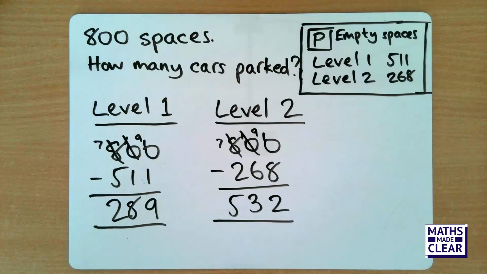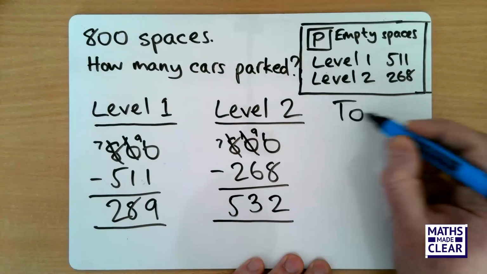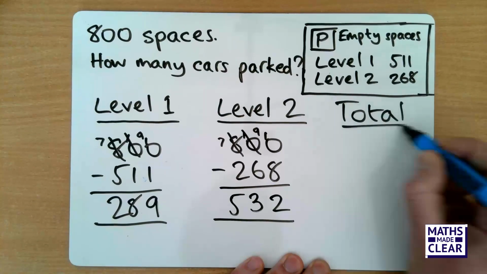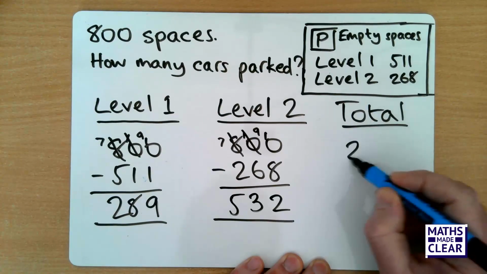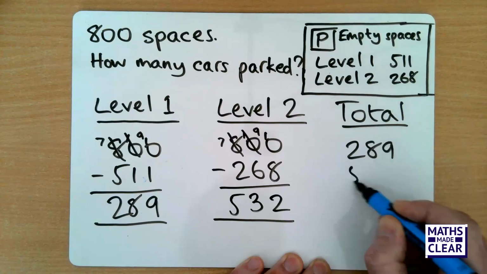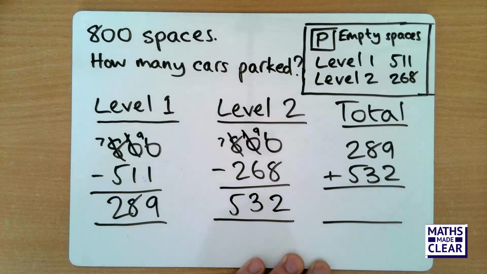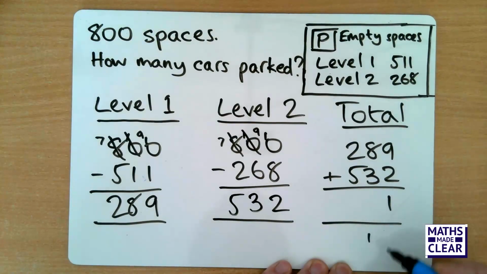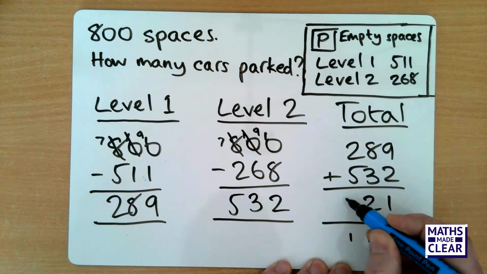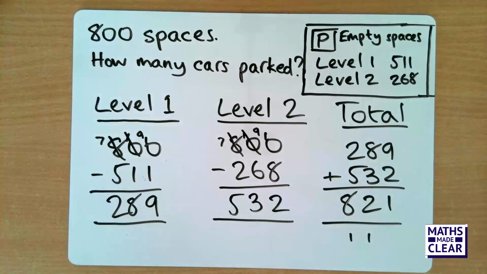Phew, that's the end, right? Oh no, wait. Have a think about the final step. We need to add those two numbers together to find out the total number of cars that are parked there this morning. That's the answer. So again, just to make certain, let's do a column addition. It's going to be 289 plus 532. If we go through the columns, we'll find that there were 821 cars parked there that morning.